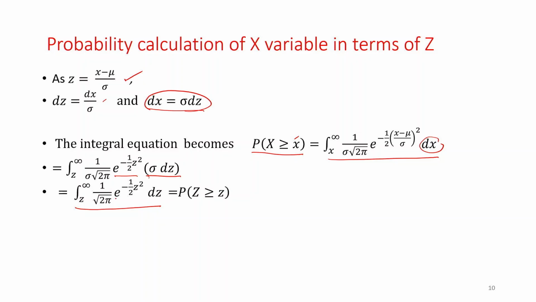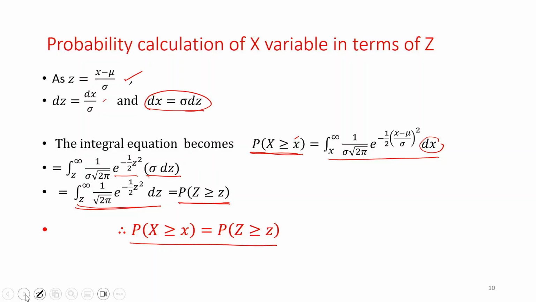This is now in terms of the z variable. This particular integration from z to infinity of 1 upon root over 2 pi, e to the power minus half z squared dz, basically means the probability of capital Z greater than a particular value small z. So P of capital X greater than small x is equal to P of capital Z greater than small z. They are equivalent. That is what is written here.